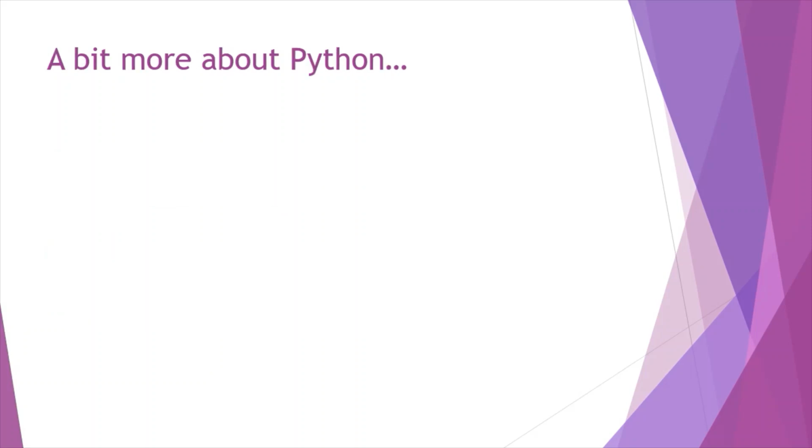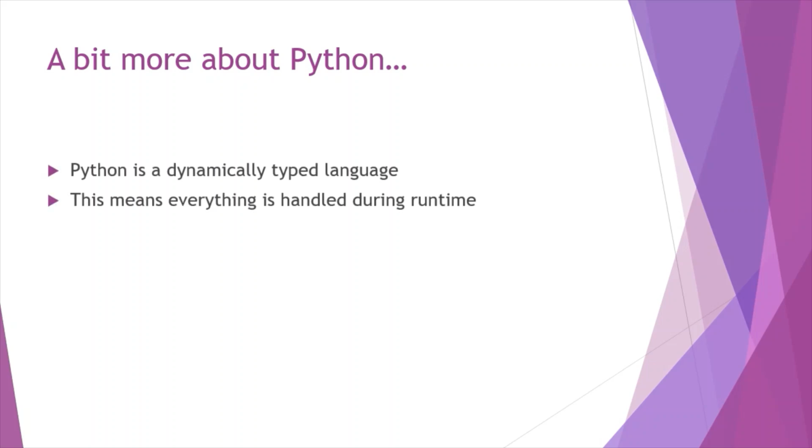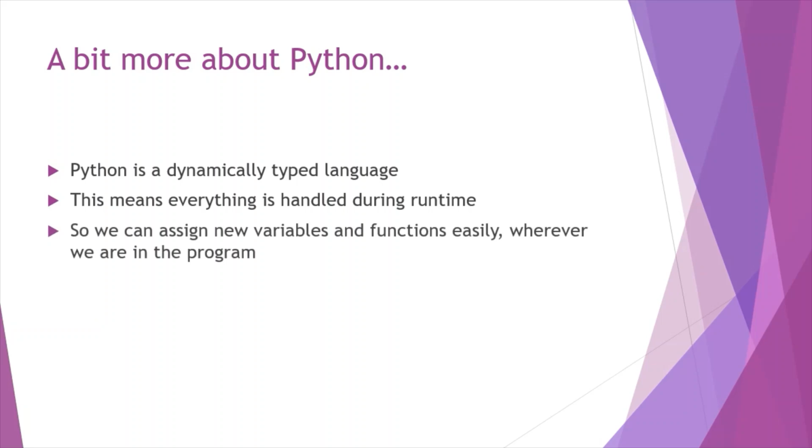So a little bit more about Python in general. It's a dynamically typed language. This means everything is handled during runtime. For example, the variables and everything else, we don't have to define them before we run it. We can assign new variables and functions easily wherever we are in the program. We can even use a debugger and add a new function like that while the program is running.